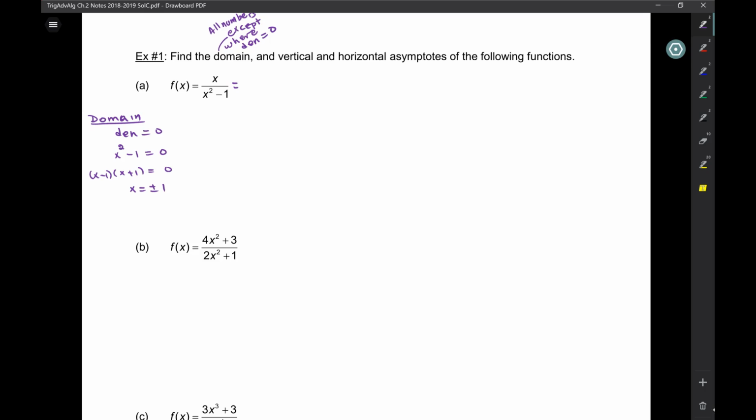So now, how do we write all real numbers? There are two ways to write all real numbers. One way is this fancy R. That means all real numbers. Minus, or except, in curly brackets, we say what numbers it cannot be, plus or minus 1. All right? So what this is saying is all reals except plus or minus 1. Okay, so that's the domain.